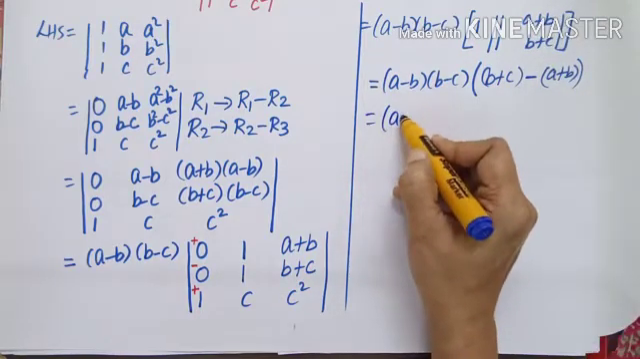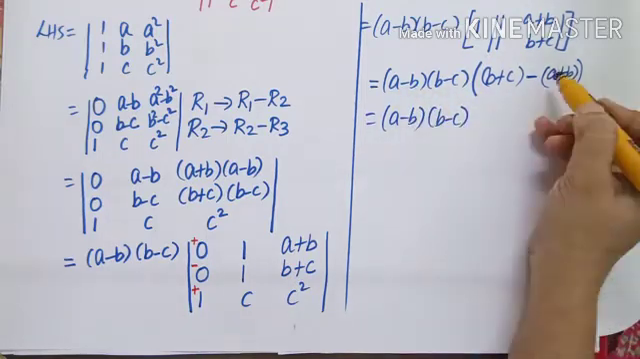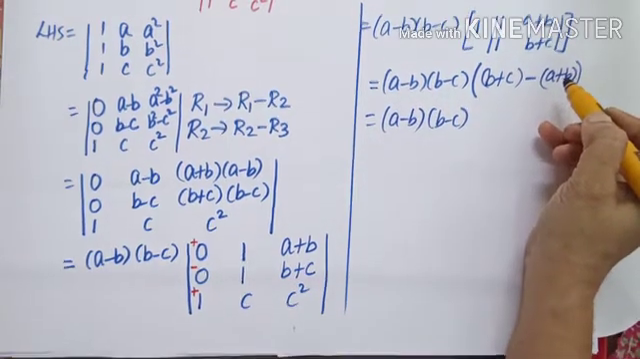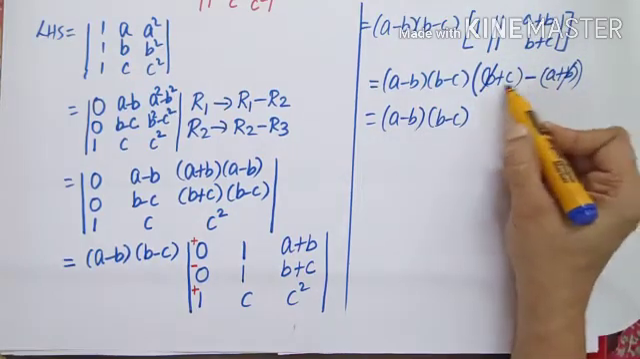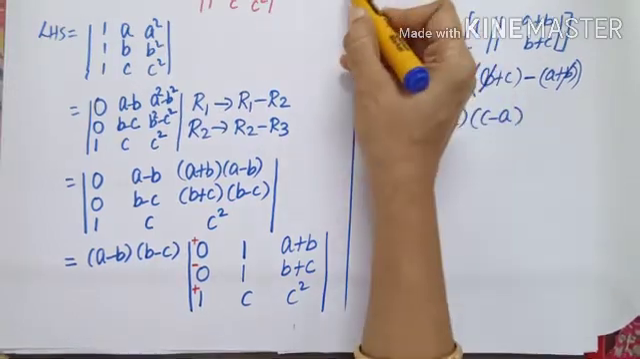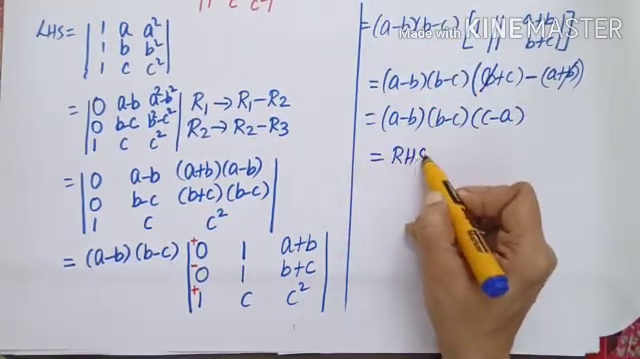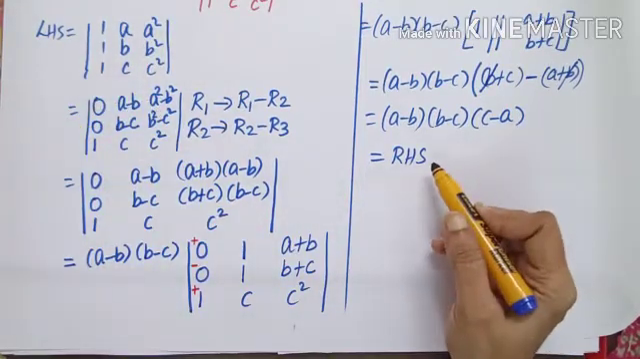As I am subtracting A minus B, B minus C as it is, since I am subtracting, B and B will get cancelled. I am left with C minus A, and this is the RHS. So we started with LHS and we have arrived at the RHS.